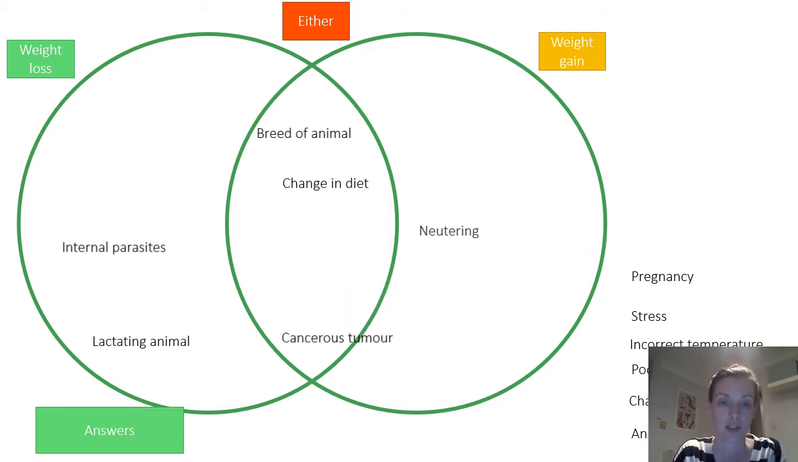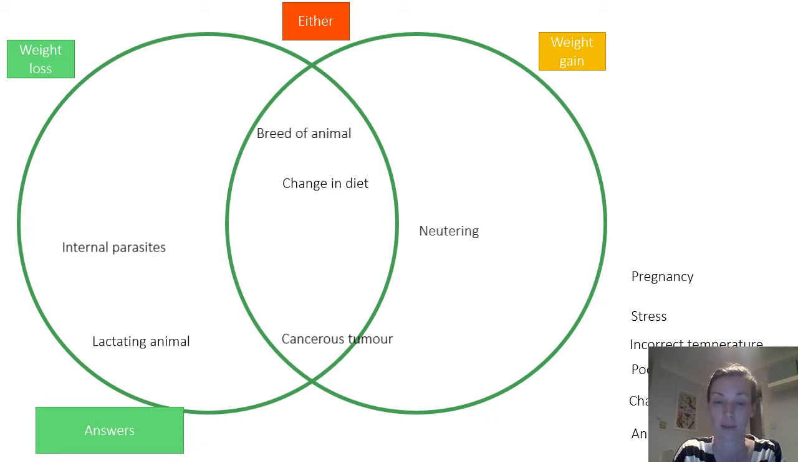A cancerous tumour could be either. I've put it more on the weight gain side though, but I should have put it more on the weight loss side, because a cancerous tumour could result in a mass increasing, so therefore you might get heavy, especially if you've got a very large benign tumour, or it might be in an area that might cause discomfort.